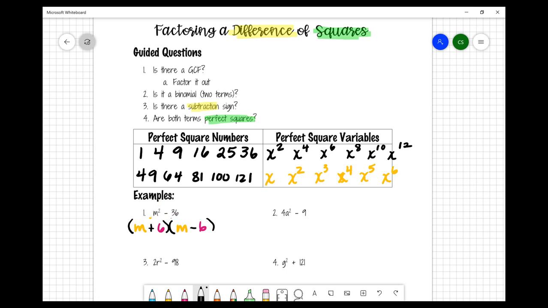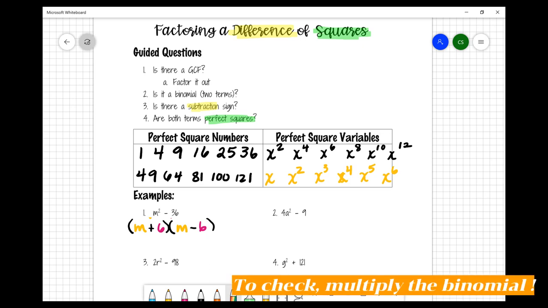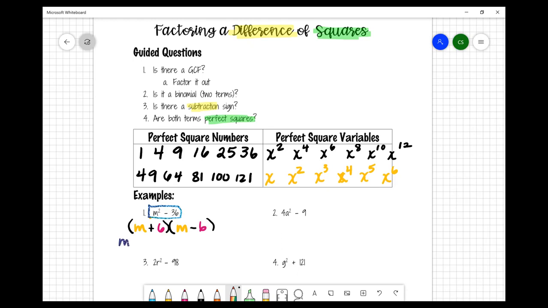So this is how you know if you're right, because we can distribute to see if we get this answer back. So m times m is m squared. M times negative 6 is negative 6m. Positive 6 times m is positive 6m. And positive 6 times negative 6 is a negative 36. If I combine my like terms in the middle, these cancel out, and I get m squared minus 36.